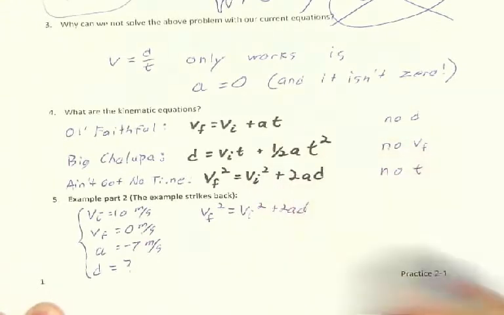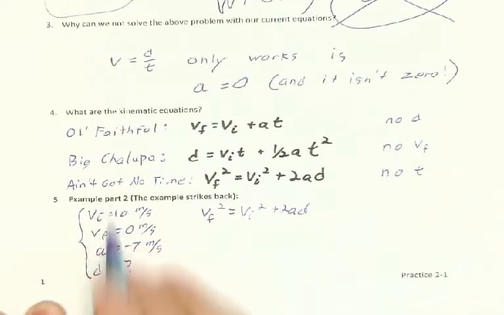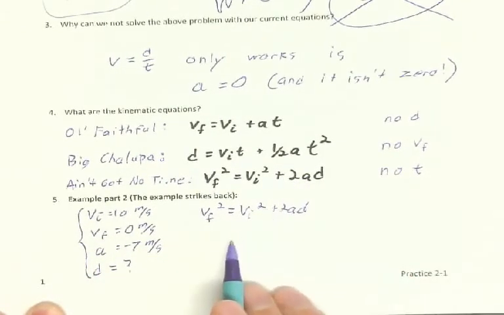And some of you used the other way, I could tell. You said, okay, which equation doesn't have time? Because there's no time here. Which one doesn't have time? Ain't Got No Time. That's the equation. Totally fine. Absolutely, that works.